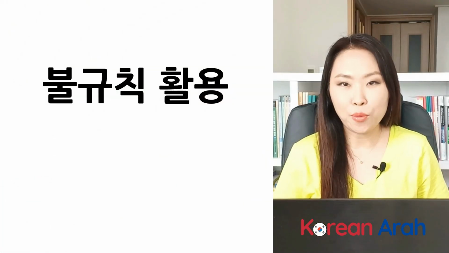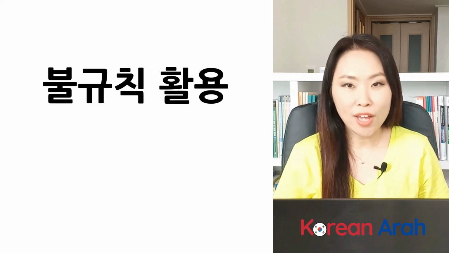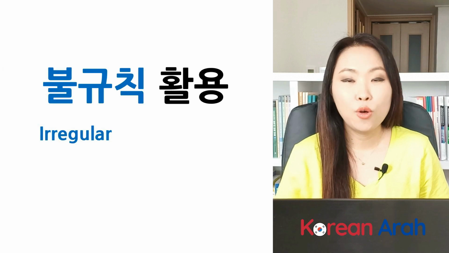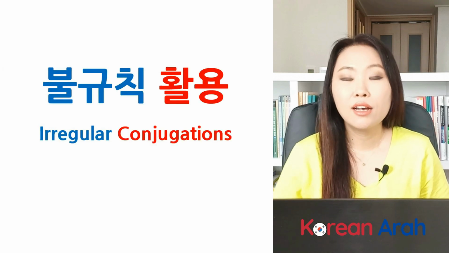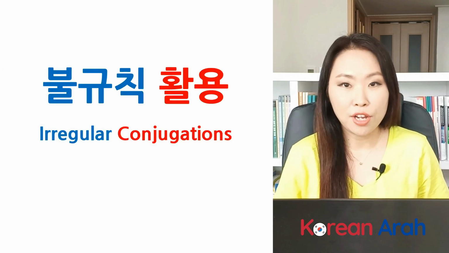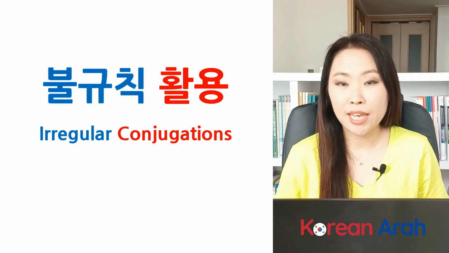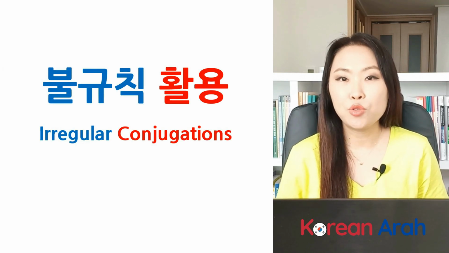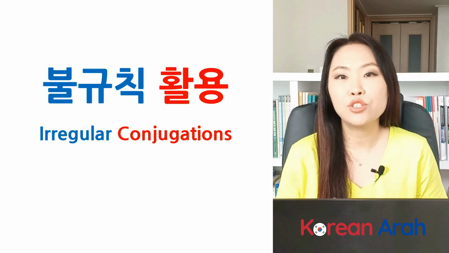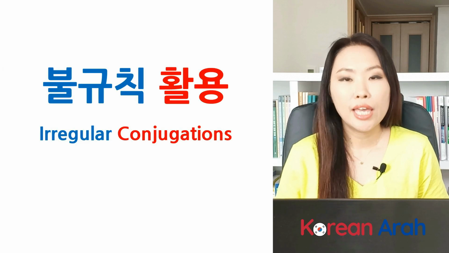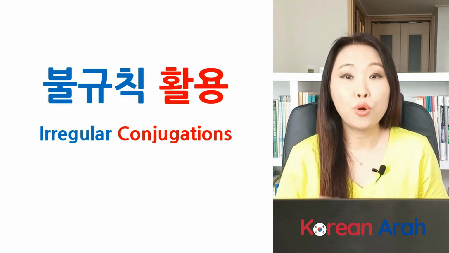Today's lesson is about 불규칙 활용. 불규칙 means irregular. 활용 means conjugations. Irregular conjugations. In this lesson, I will explain simply the difference between regular and irregular conjugations. In the next videos, I'll teach you irregular conjugation rules more deeply.